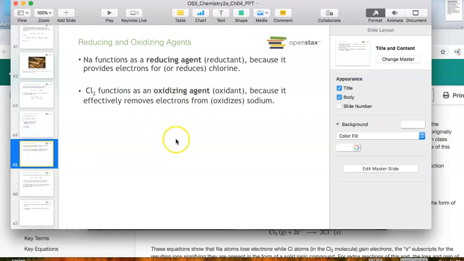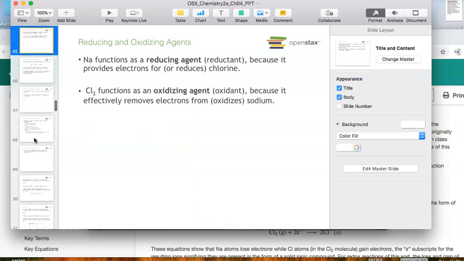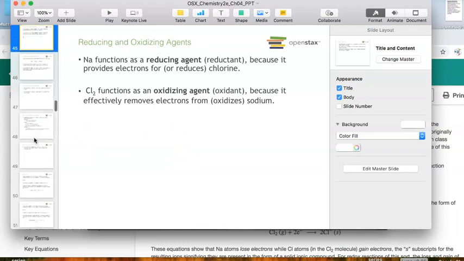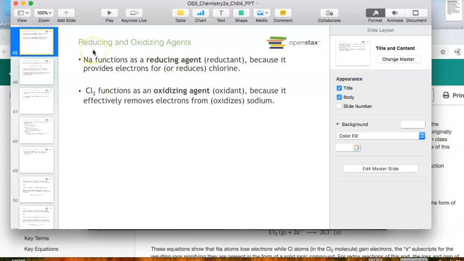All right, here's the part where students get kind of confused. When we talk about reducing agents and oxidizing agents, it's the opposite of what we just said. Sodium functions as a reducing agent, a reductant, because it provides electrons, or reduces chlorine. Because sodium is a reducing agent, it was oxidized itself, but it reduced the other guy. So when you're talking about oxidizing or reducing agents, it's the opposite of what the species has done itself.